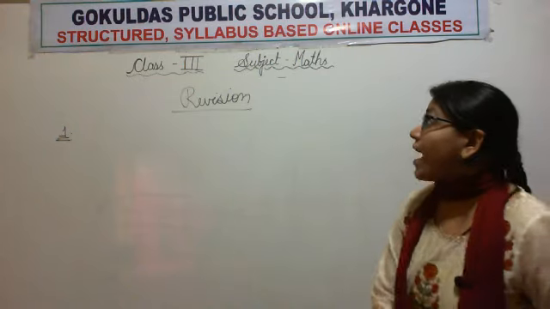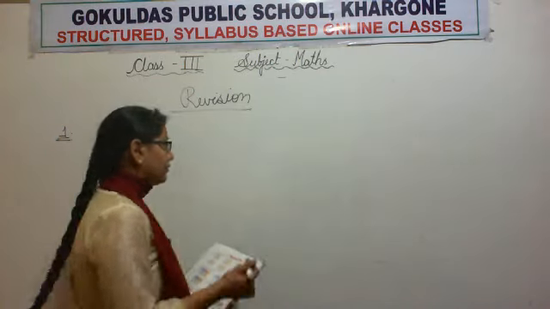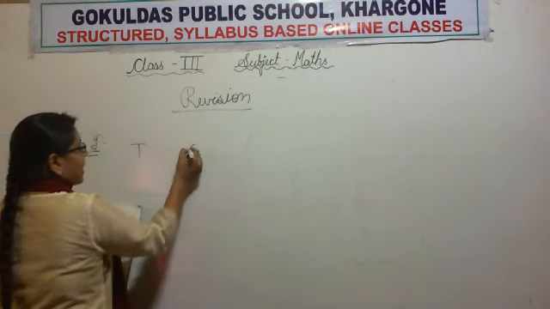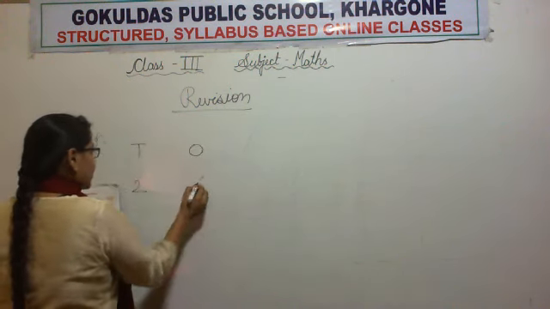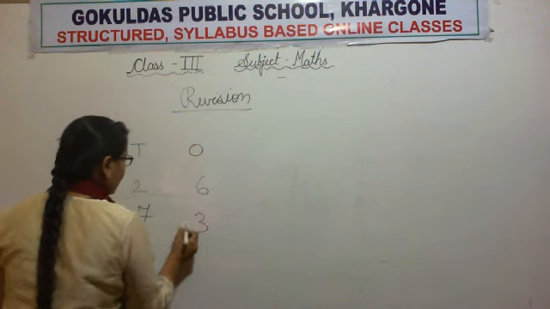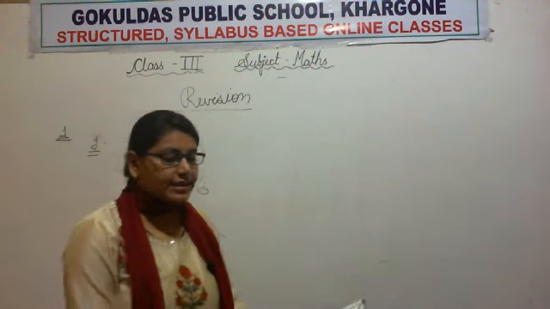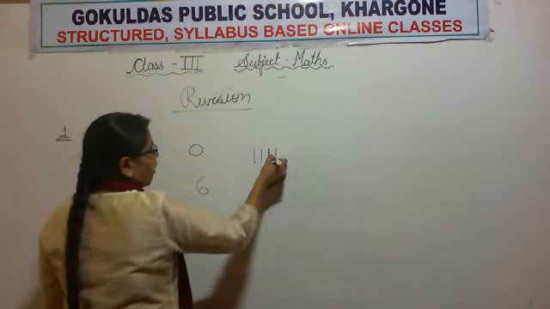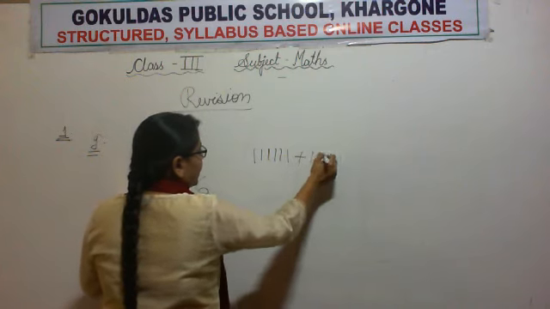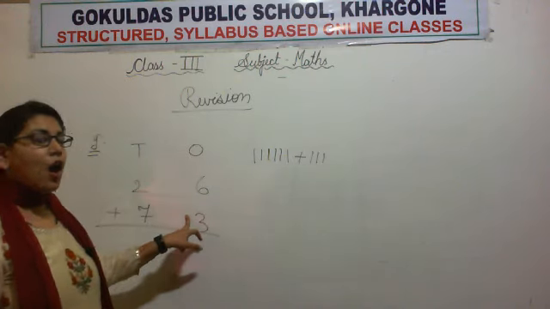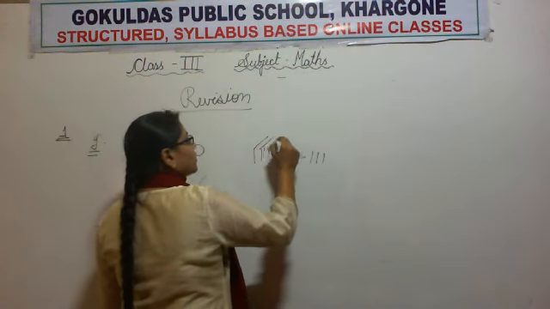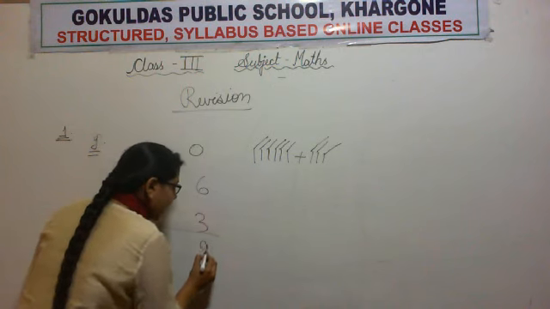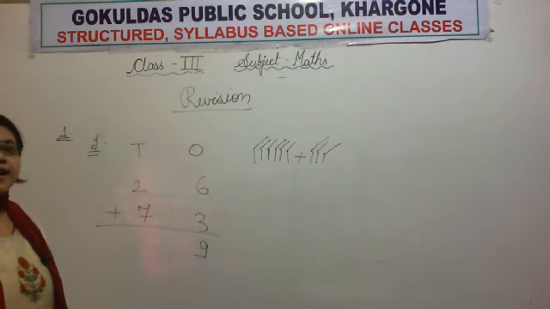Now part G. Again we will write tens and ones first. 26 and 73. First and second addends are 26 and 73 respectively. Now 6 is there. We will draw 6 sticks. Then 3 is there. Now let's count how many sticks are there. 1, 2, 3, 4, 5, 6, 7, 8 and 9. 9 sticks are there. So we will write number 9.